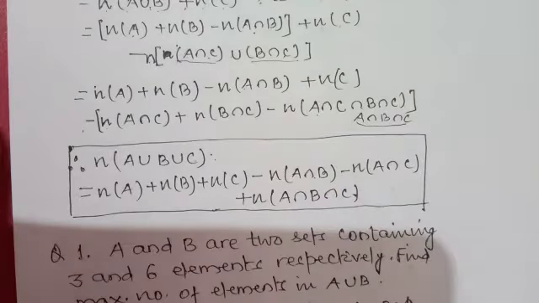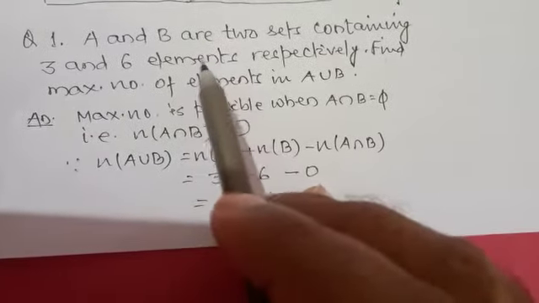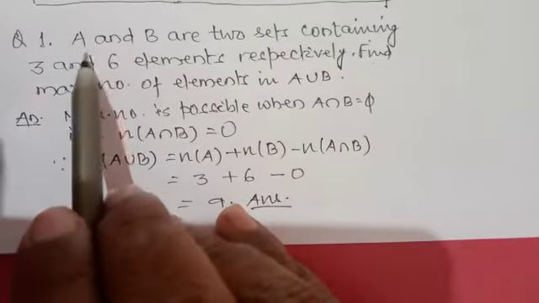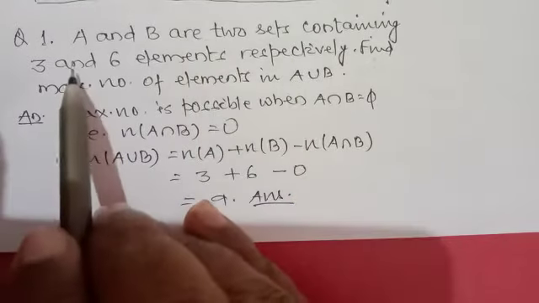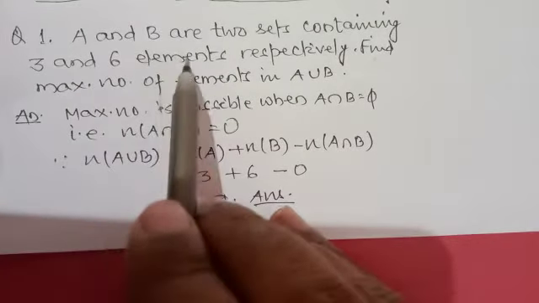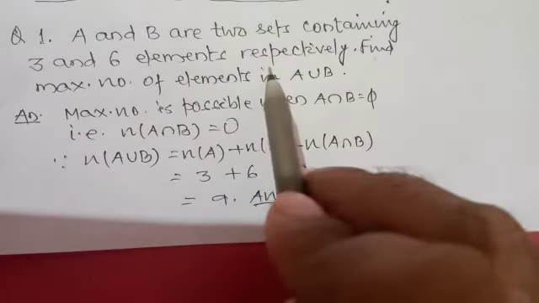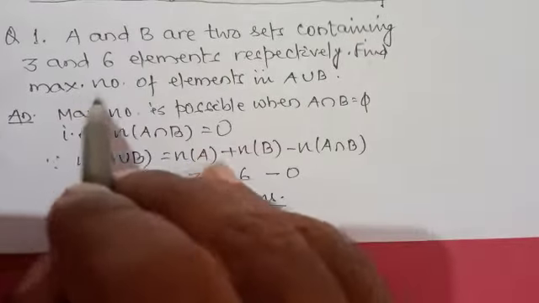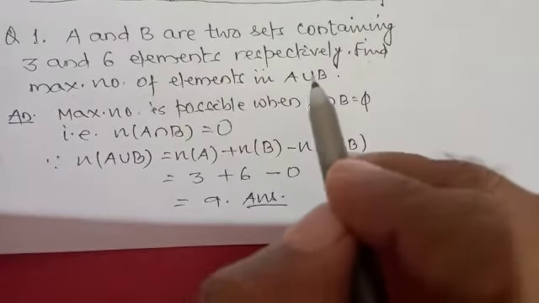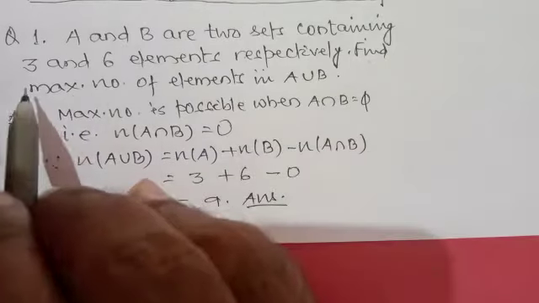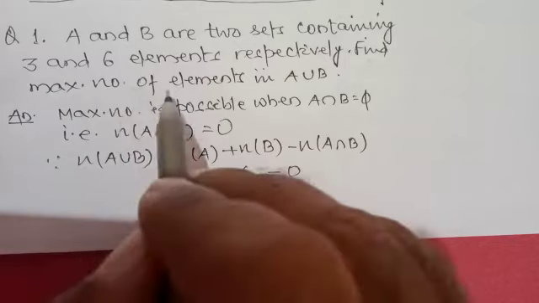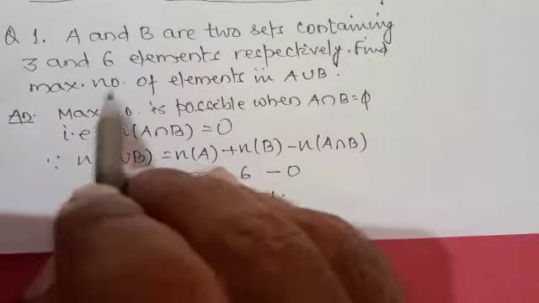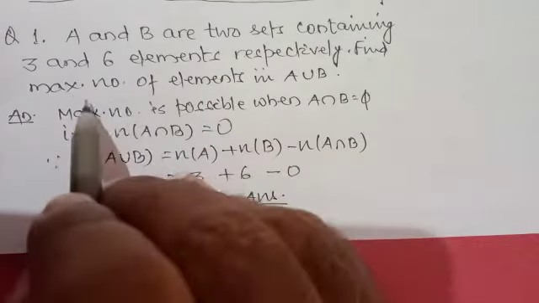Now come to the problems. Students, see a very small, very simple problem. A and B are two sets containing 3 and 6 elements respectively. Find the maximum number of elements in A union B. See, children, you have to find the maximum number of elements. Maximum number of elements is possible.